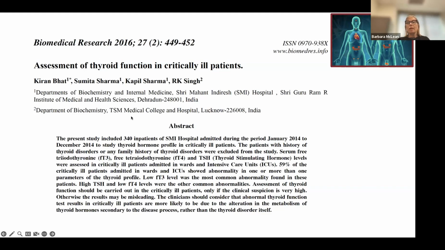Another fantastic article, I'm happy to share it with you. This article looked at 340 patients who had a history of thyroid dysfunction, or who did not have a history of thyroid dysfunction, but who actually were behaving as if they were hypothyroid, and the abnormalities in their parameters. And low free T3 was the most common abnormality. Most patients had a pretty normal TSH and a pretty normal T4. Some of them had abnormalities, but it's very important to appreciate that our tests are misleading.